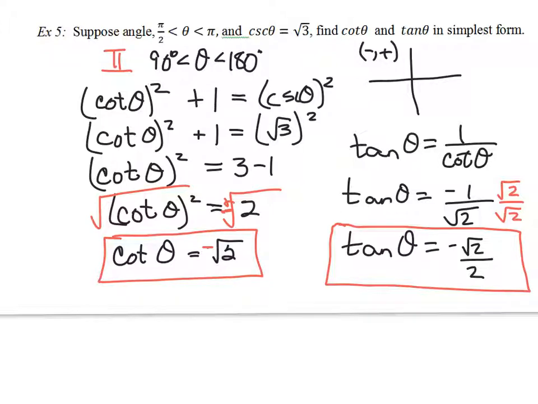So thanks for practicing with the Pythagorean identities. Please familiarize yourself with these 3 identities because we're going to be using those in class, not only tomorrow, but for the rest of the unit. These are really important identities for trigonometry.